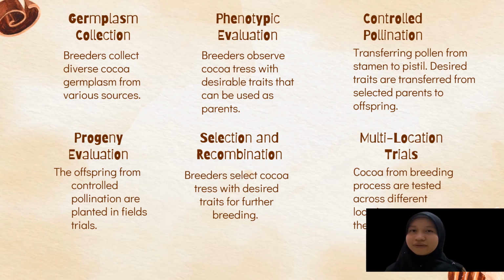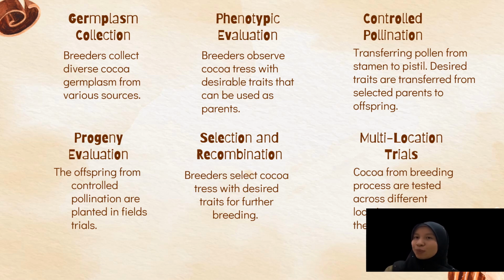So here is an overview of the steps involved in traditional cocoa plant breeding. The first step is germplasm collection, in which the breeders collect diverse cocoa germplasm from various sources. The next step is phenotypic evaluation. The breeders will observe the cocoa trees with desirable traits that can be used as parents. Next is controlled pollination, in which the pollen from the stamen is transferred to the pistil. So the desired traits are transferred from the selected parents to the offspring.